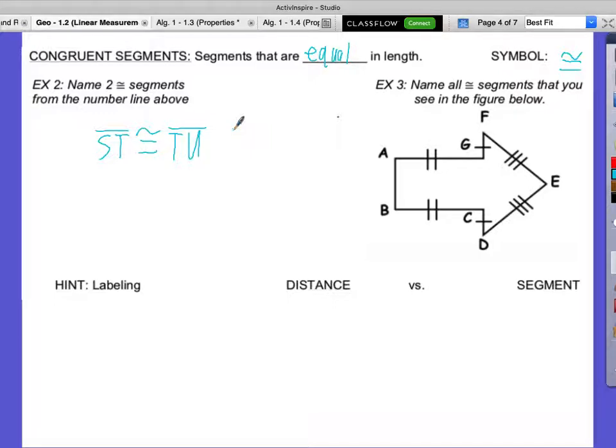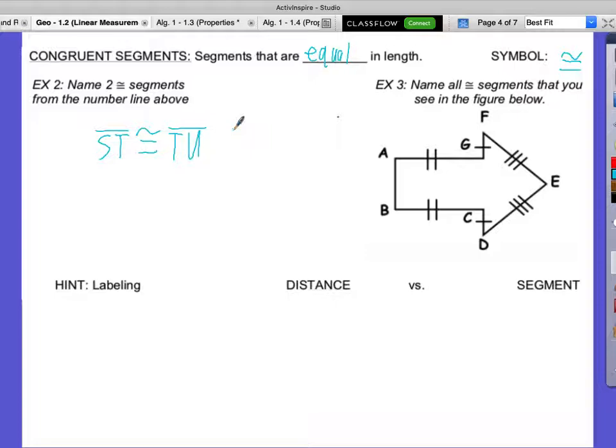Example 3 here, okay? Name all congruent segments seen in the figure below. It cuts off part of the wording. Okay, so, hint, labeling.